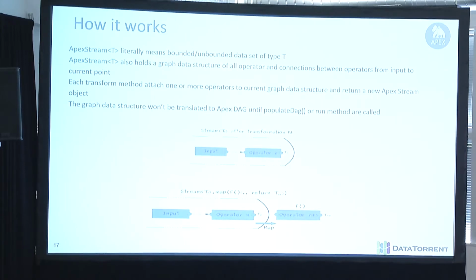So the Apex stream is an unbounded data set of a templatized type. It's essentially a graph structure that will hold all the operators and connections between operators from input to the output. Each transformation method is going to attach one or more operators to that graph structure, and you're going to only decompose it into a DAG at populate DAG. It's just a small example of that.